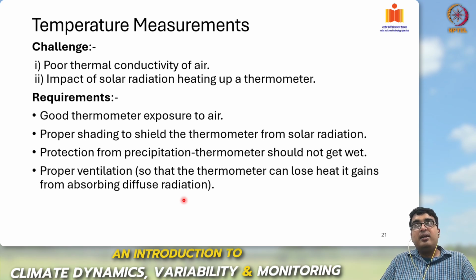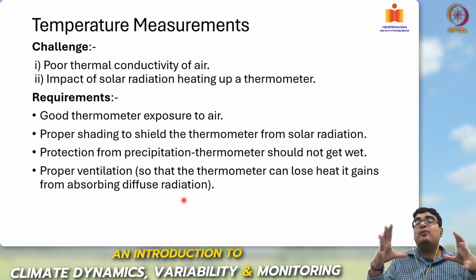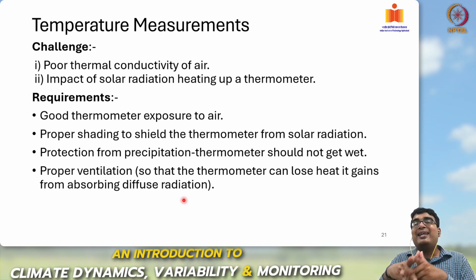The challenge in air temperature measurement is that the thermal conductivity of air is quite low. Heat transfer from the air to your sensor does not happen very quickly. The second problem is the impact of solar radiation heating up a thermometer. If there is solar radiation, say either direct sunlight or diffuse sunlight, that will heat up your thermometer and hence give readings which are higher than if it was just measuring the air temperature. Remember, air is transparent to solar radiation, it does not heat up.